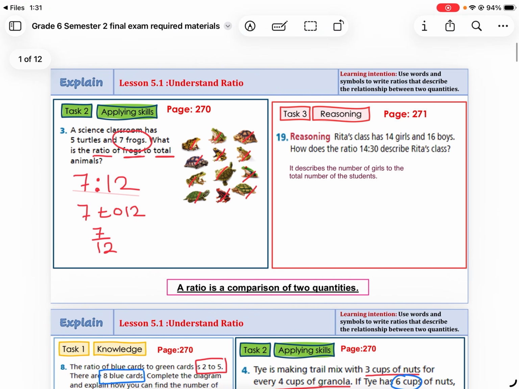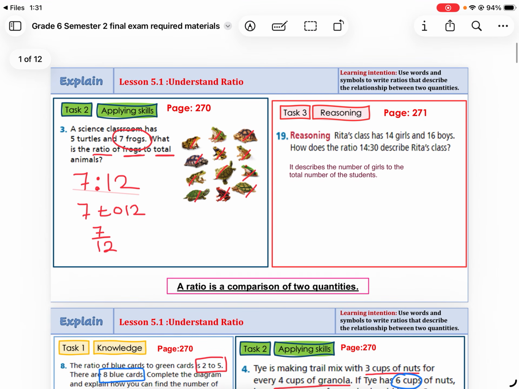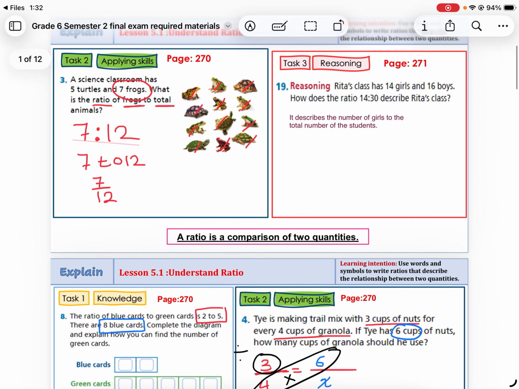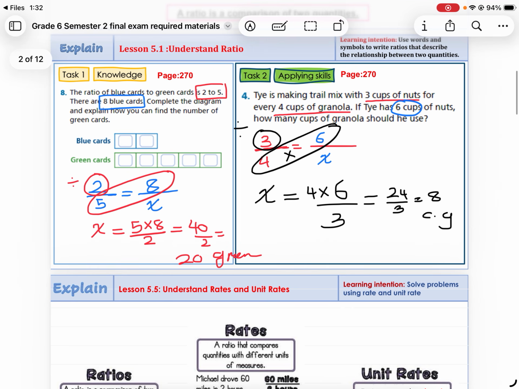Okay, so that's it regarding the 5.1 understanding ratio. These are the main ideas that you guys have to be aware of. How to write it in 3 different ways, how to tell what the ratio describes, and how to solve word problems related to ratios by creating a proportion and then using the butterfly strategy to solve it.